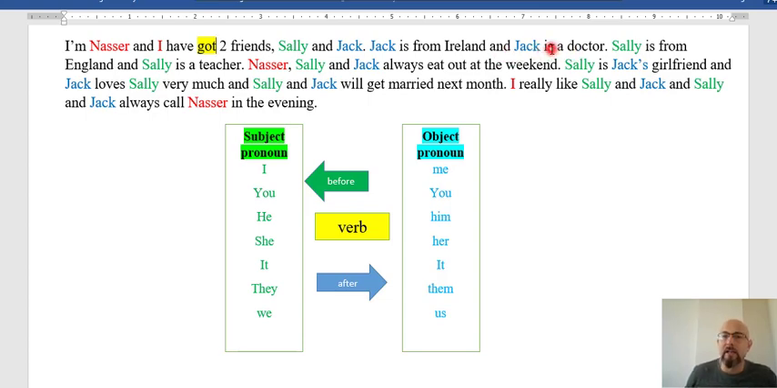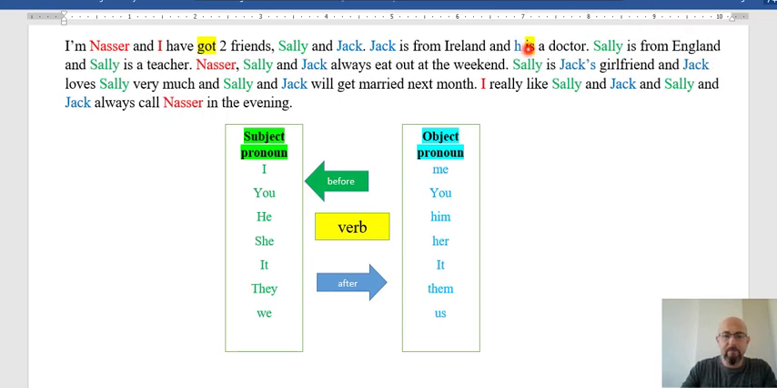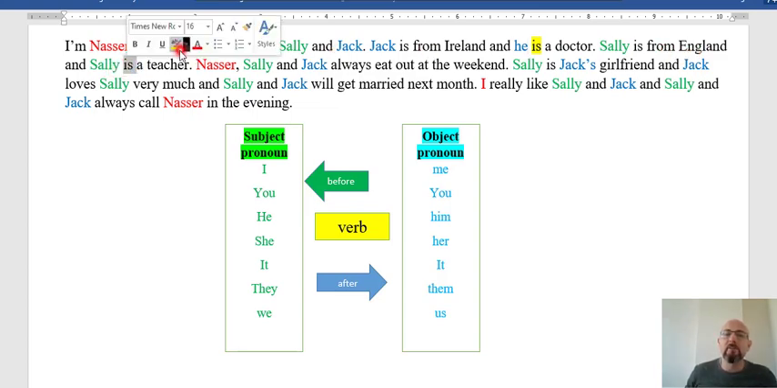No, we don't repeat Jack again. So where is the verb? The verb is. Jack is a man, so we have he or him. But here we use he because it's before the verb. So we say he. He is a doctor. Now Sally, the first time we talk about Sally alone, so we say Sally, no problem. Sally is from England. Yes, this is a verb, and before the verb, she or her? She.